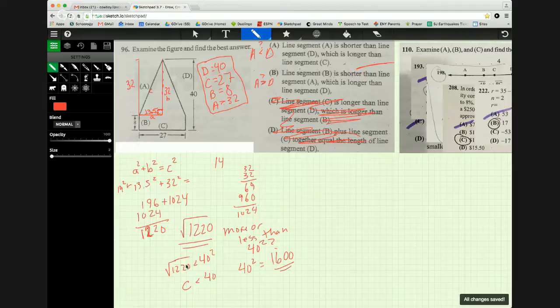Because we know, again, C squared is 1220. So C is equal to the square root of 1220. And we know that that has got to be less than 40 squared. So we know here that this is less than this. So we know that A is less than D.